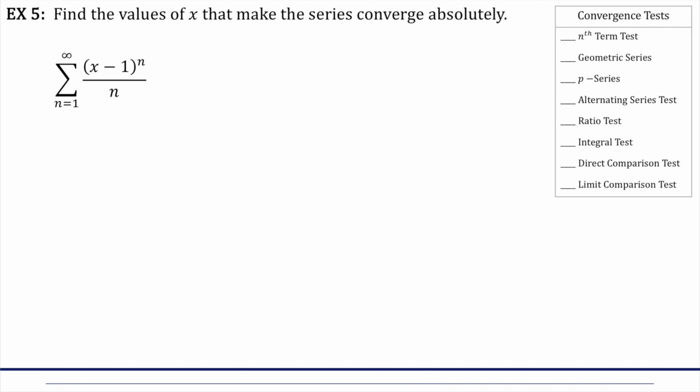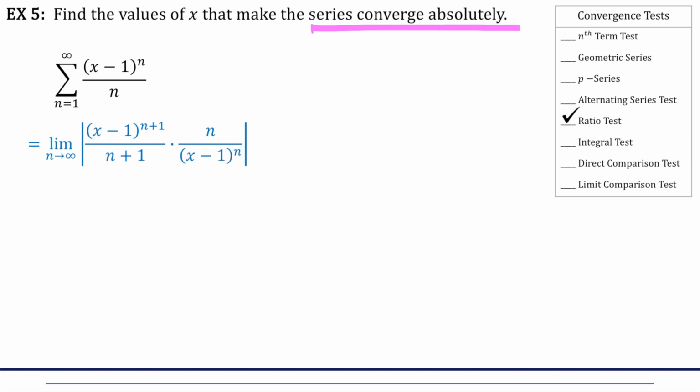What values of x make the series converge absolutely? Let's use the ratio test again. And we're going to do the entire ratio test within the absolute value brackets. So here again, we've got the n plus 1 term, the n term, the reciprocal of the n term. And in order for this series to converge absolutely, this all has to be less than 1.